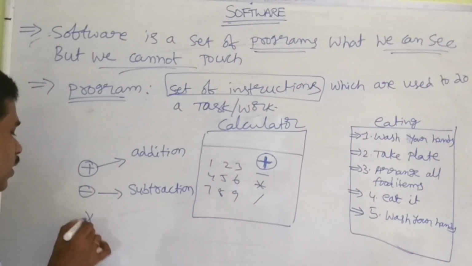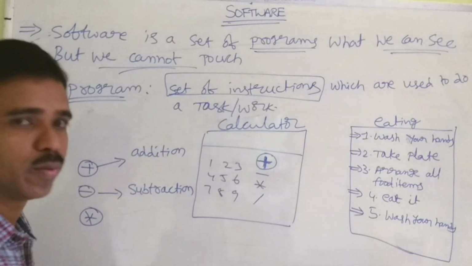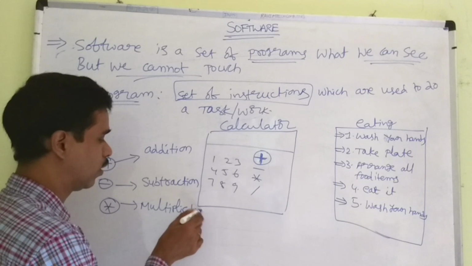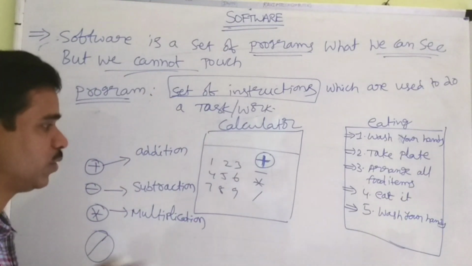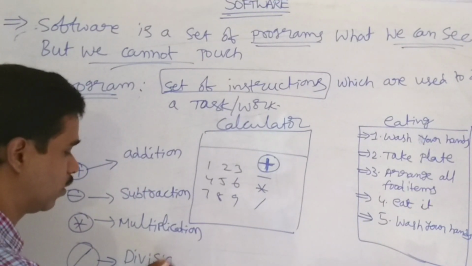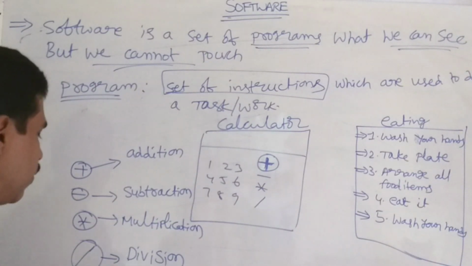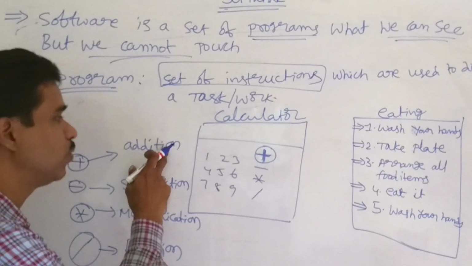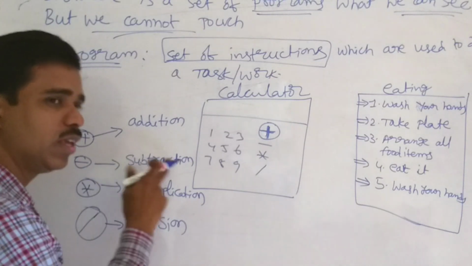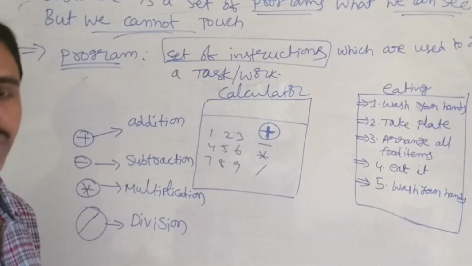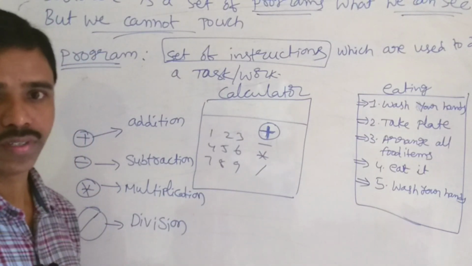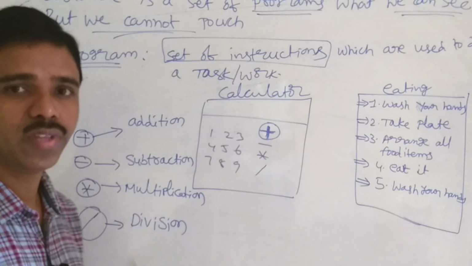For example, whenever you press the star button after supplying some values, it is able to do the multiplication operation. Similarly, whenever you click on the division symbol after supplying some numbers, it is able to do the division and give the division result. So whenever you click on plus, it executes the addition program, and that program does the addition operation. Whenever you click on minus, internally the subtraction program works, so it does the subtraction operation. Whenever you click on the star, it does the multiplication operation. Whenever you click on the division symbol, it does the division operation.